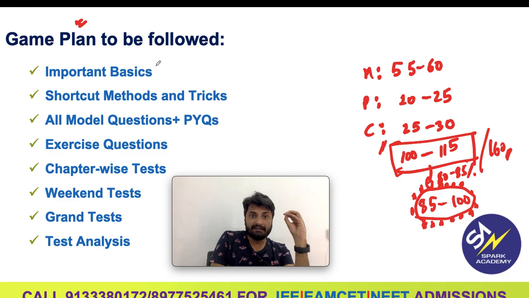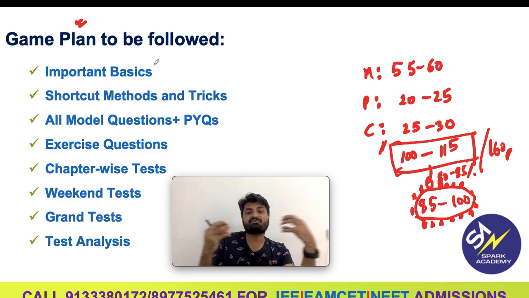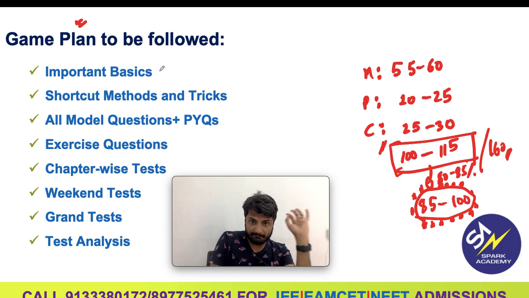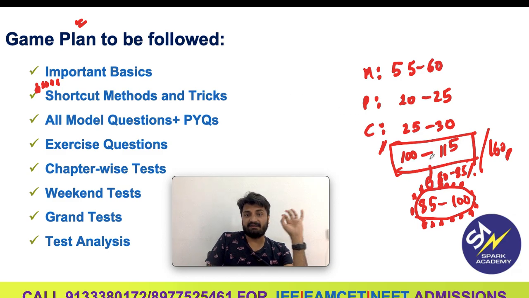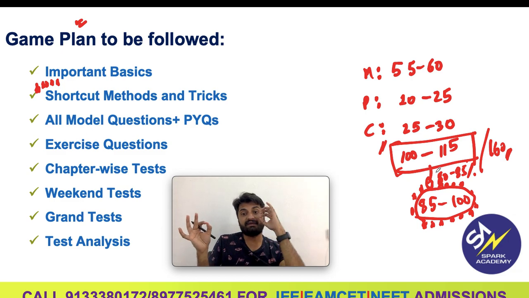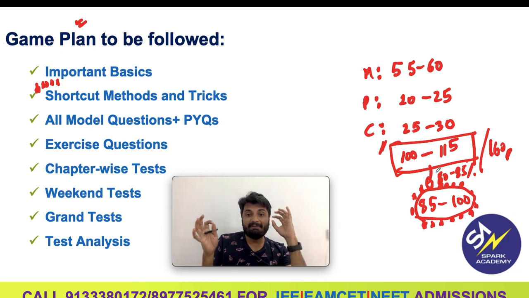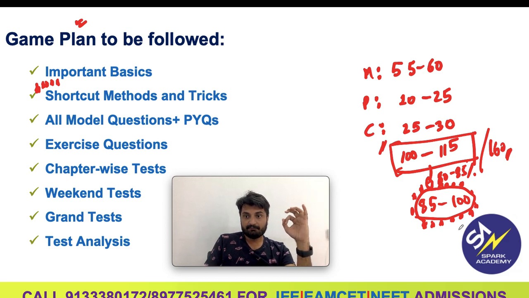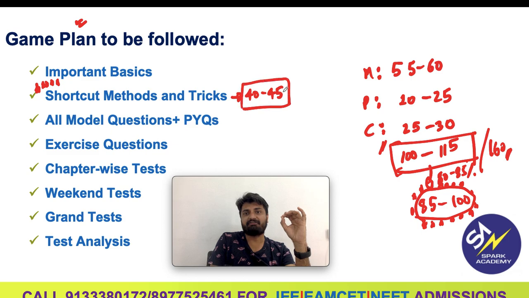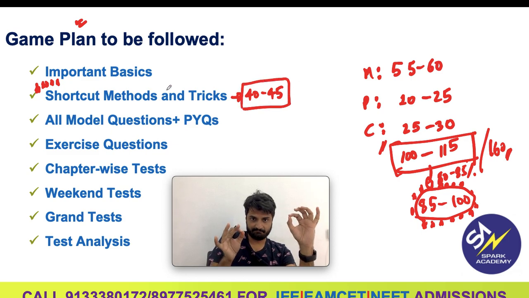First, you need to revise only important basics. You only have a few days before the exam, so only important basics. And your aim should be shortcut methods and tricks, especially in subjects like mathematics and a few concepts in physics. If you know what trick or shortcut method to apply, and you can verify from the options, you will be able to achieve the desired score. Because out of the 115 marks, trust me, 40 to 45 marks can be directly achieved with the help of shortcut methods and tricks.